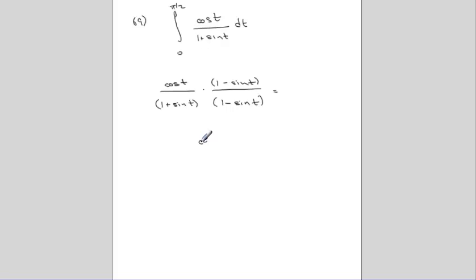So I'll end up with the cosine of t minus the sine of t times the cosine of t divided by 1 minus sine squared of t. That's because we have 1 times 1 is 1. Then we have sine, negative sine gives us 0, and then we have negative sine squared. And this is equal to the cosine squared. So we get the cosine of t minus the sine of t cosine of t divided by cosine squared of t.